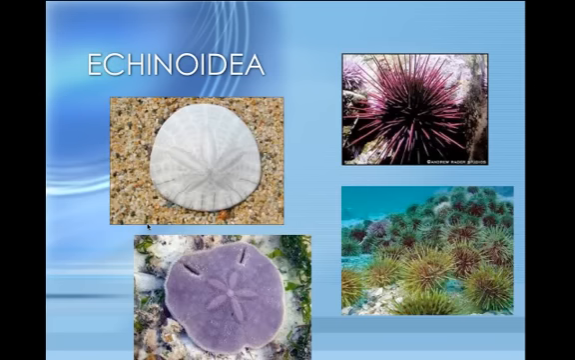The next class includes sand dollars, which are flat and disc-shaped, and sea urchins, which have muscles that move spines. Their mouth has jaw-like structures. They eat seaweed, and they're spherical. This group does not have tube feet.